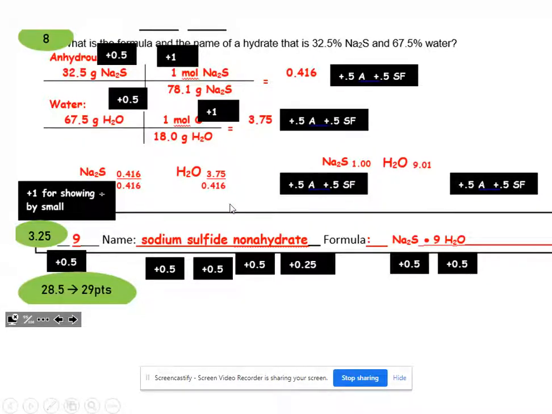1 point for showing that you divided by small. 1 point for answer in sig fig here of 1.00. Here, answer is close to 9, right? And then half point for having 3 sig figs, 9.01. So, number of water molecules would be N equals 9. Sodium sulfide doesn't have a Roman numeral. Nona is the prefix for 9, hydrate. Na2S.9H2O. Please make sure you are grading in red.